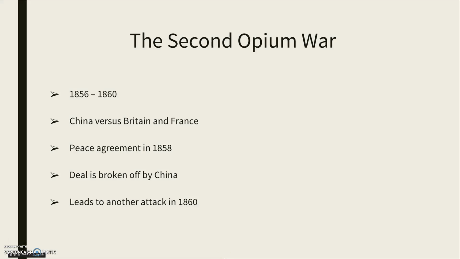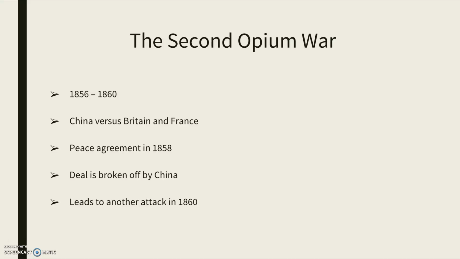Moving on to the second Opium War, it occurred in 1856 and went until 1860, except this time it was China against Britain and France, and there was a peace agreement in 1858, and this deal was eventually broken off by China, and that led to another attack in 1860. So with this second war, what had happened was that there were Chinese searching a Chinese-owned ship, but it was a British registered ship, and they ended up lowering the British flag.